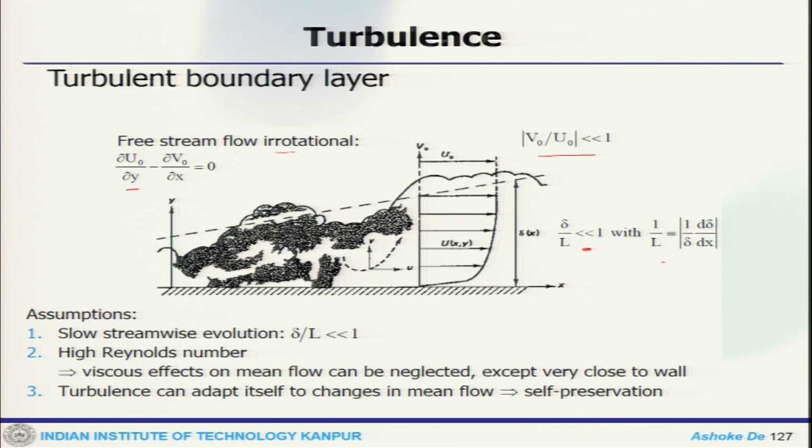So, there are some assumptions associated with that. One is the slow streamwise evolution, that means delta by L is quite small, that means in this direction the growth is quite faster. Secondly, it is a high Reynolds number case. So, viscous effects on the mean flow can be neglected except very close to the wall, and the flow can adapt itself to changes in the mean flow, which is essentially the property of self preservation.